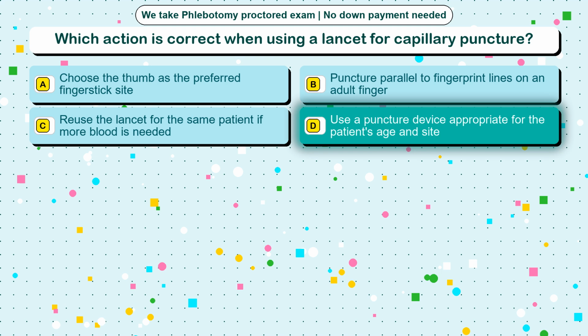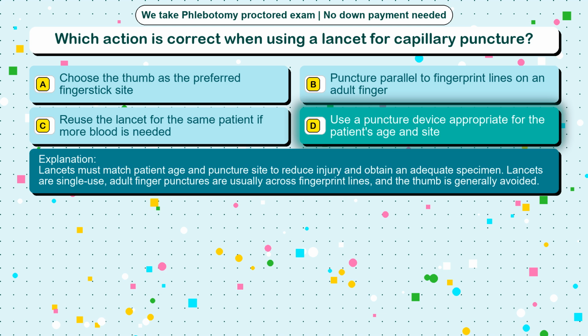Use a puncture device appropriate for the patient's age and site. Lancets must match patient age and puncture site to reduce injury and obtain an adequate specimen. Lancets are single-use, adult finger punctures are usually across fingerprint lines, and the thumb is generally avoided.